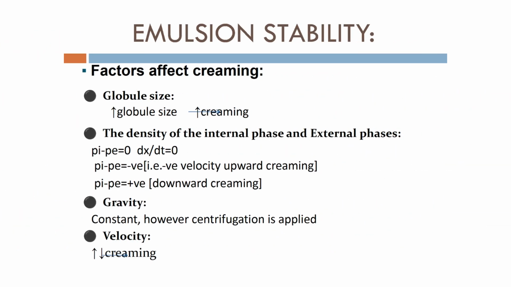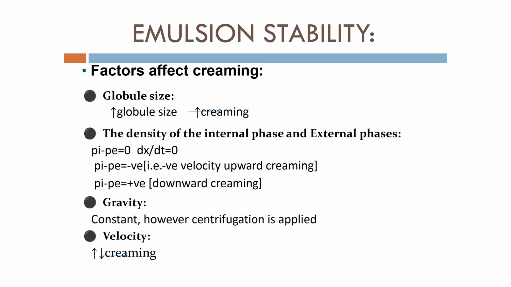1. Globule size. If you increase the globule size, the rate of creaming increases dramatically. 2. Density difference, Rho_I minus Rho_E. If the densities are equal, Rho_I minus Rho_E equals 0, then the settling rate is 0 and no creaming occurs. If the internal phase is less dense, you get a negative value and upward creaming. If it's more dense, a positive value and downward creaming. 3. Gravity, G. This is usually constant, but centrifugation is sometimes applied to accelerate the process for testing or separation. 4. Viscosity, eta. If you increase the viscosity of the medium, the rate of creaming decreases.